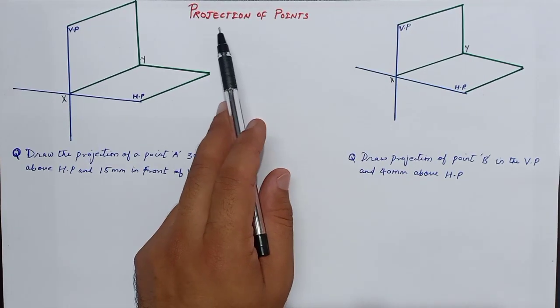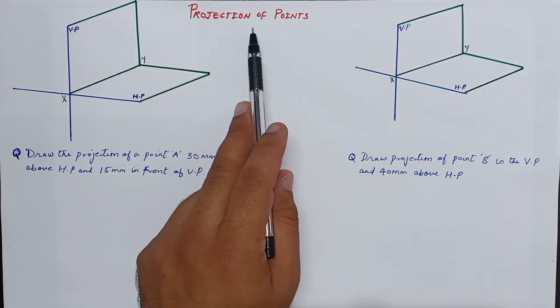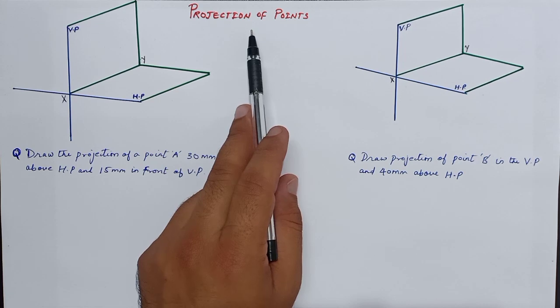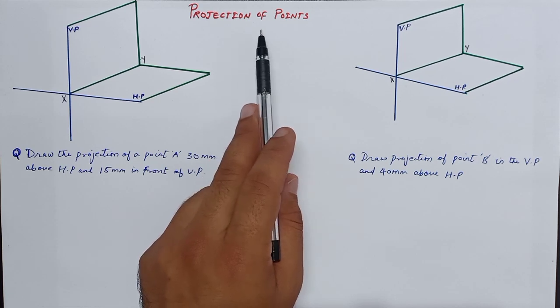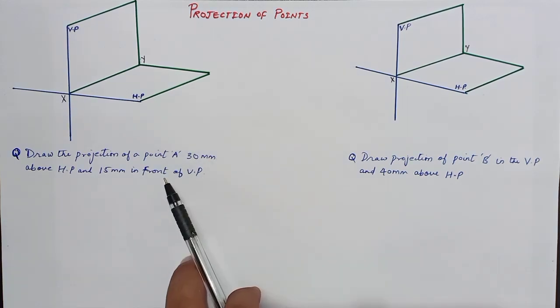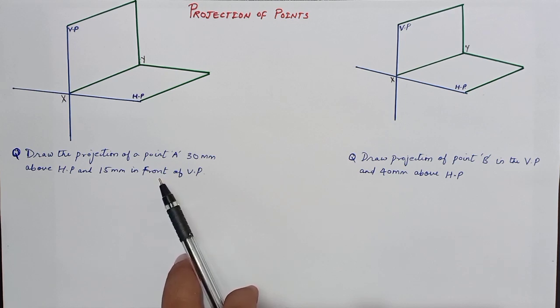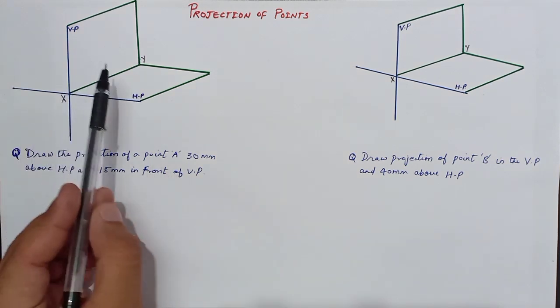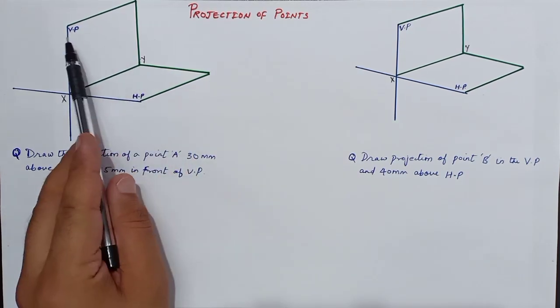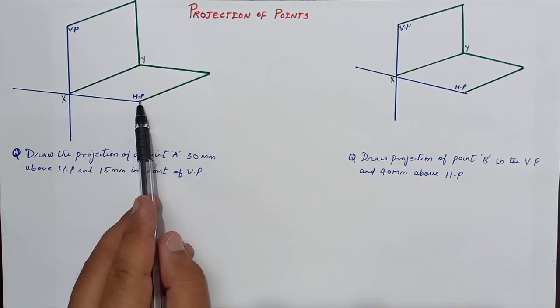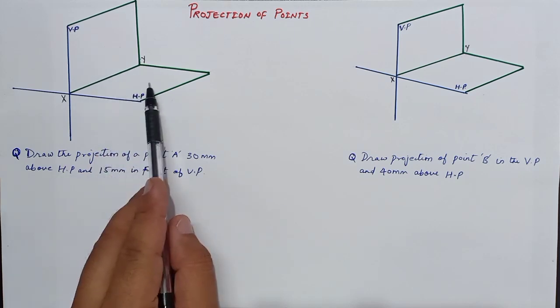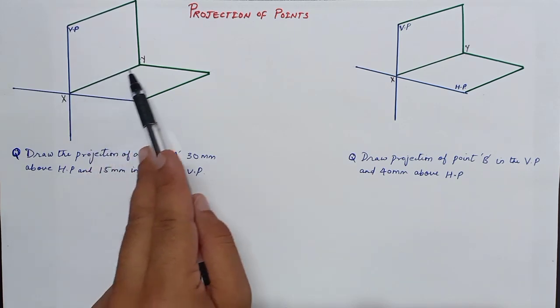Today's topic is projection of points. In the previous lecture, we have seen the concepts of projection of points. Today we will take some examples of how to project a point using the first angle projection method. So here we can see the first coordinate, vertical plane, horizontal plane. These two planes meet at the reference line XY.